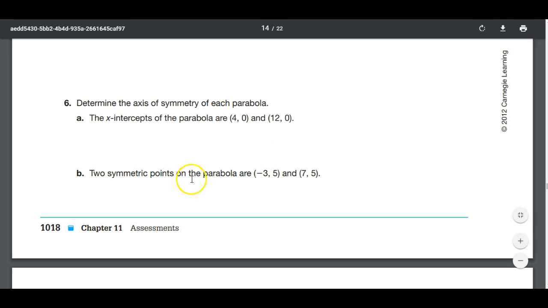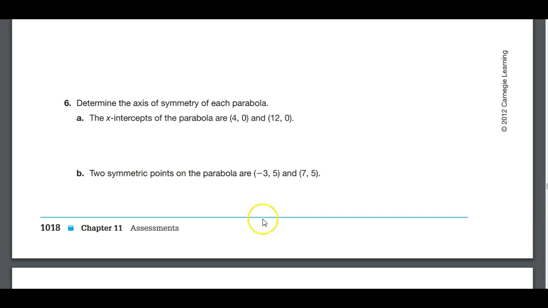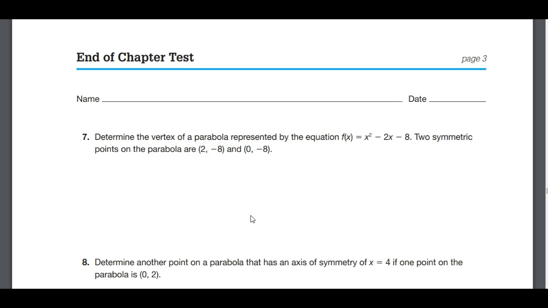Now it says two symmetrical points on the parabola are negative 3, 5 and 7, 5. So negative 3 plus 7 is 4. Divide that in half and I get 2. So 2 would be my axis of symmetry. It's also 5 away from 7, and 5 away from negative 3. But the trick is you can just add negative 3 and 7 together and get positive 4, and divide it in half, you get 2. Okay? So x equals 2. So that's how you find those axes of symmetry.